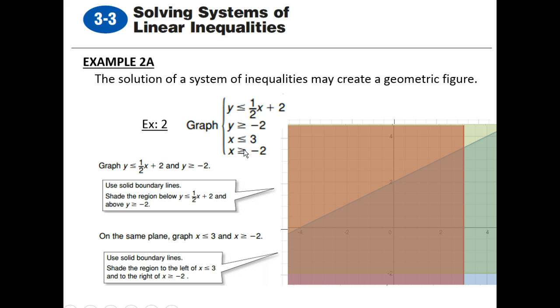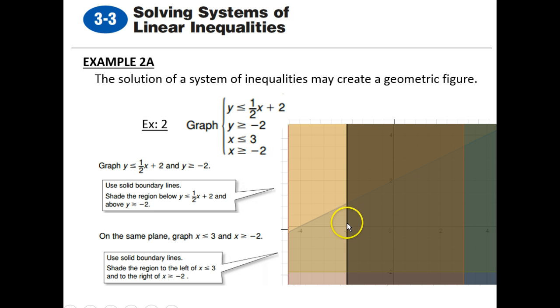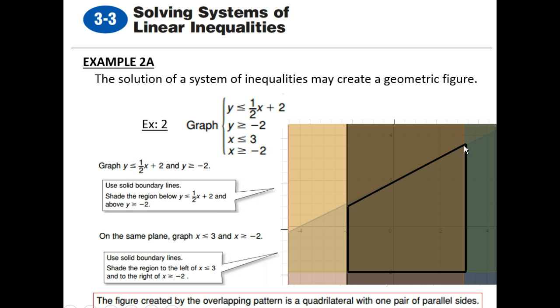And finally, we're going to graph x greater than or equal to -2, which happens over here. When we graph that, you can see I have this final solution area that's in the dark brown here. I can trace it now for you. And you can see the geometric shape it makes. Let's have a little review here. Whenever you have two parallel sides and two that aren't parallel, like these two, it's called a trapezoid. So the answer to this would be this graph, and then the final answer would be a trapezoid.